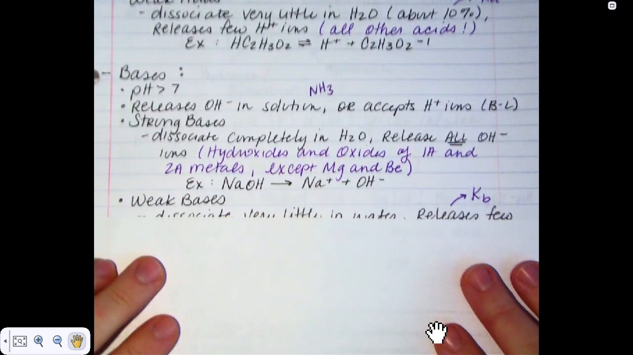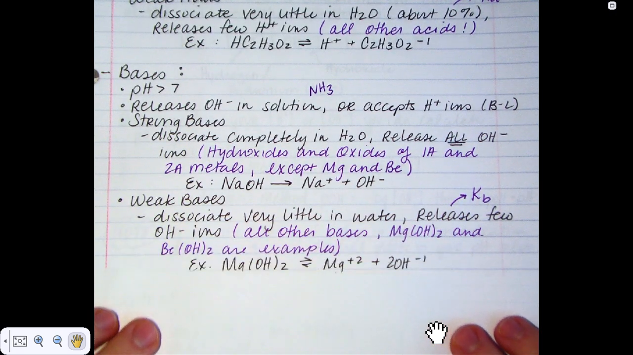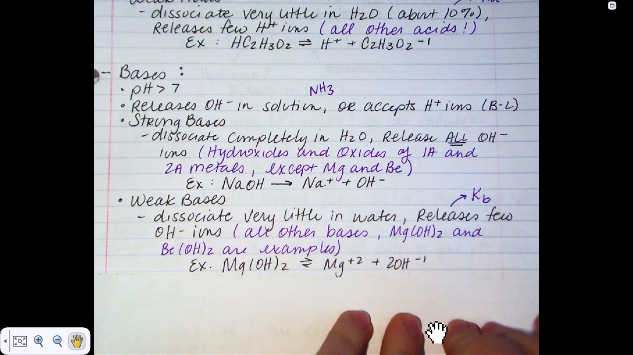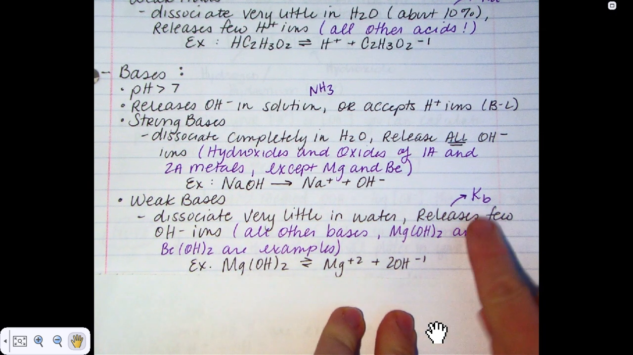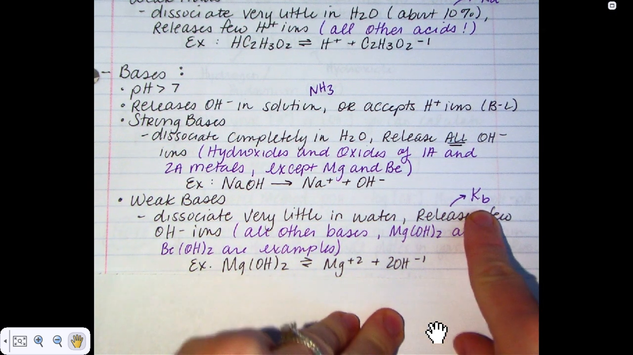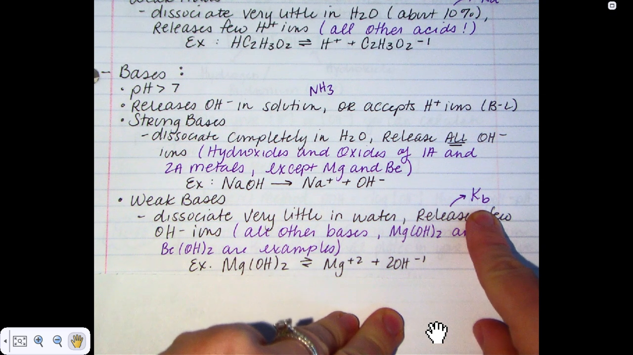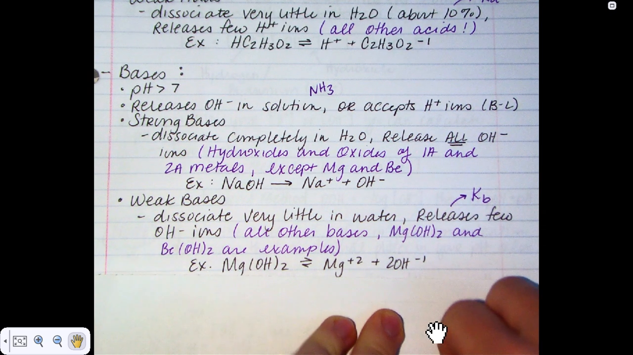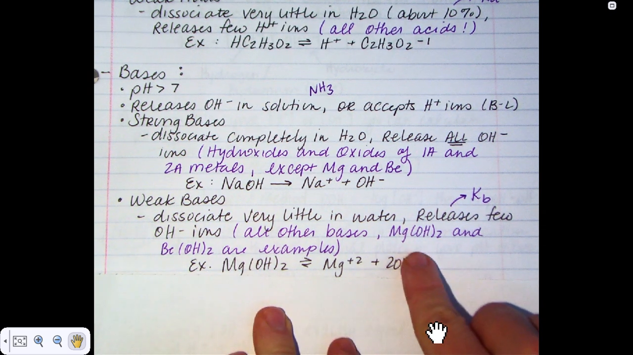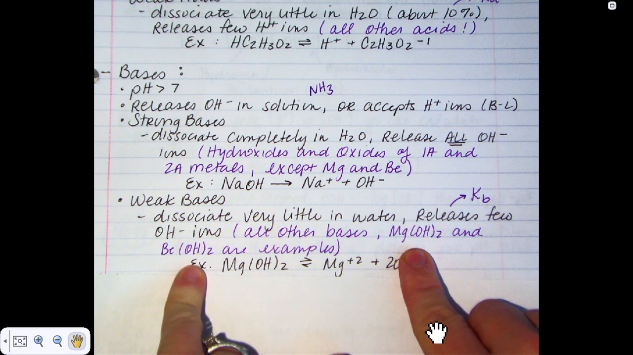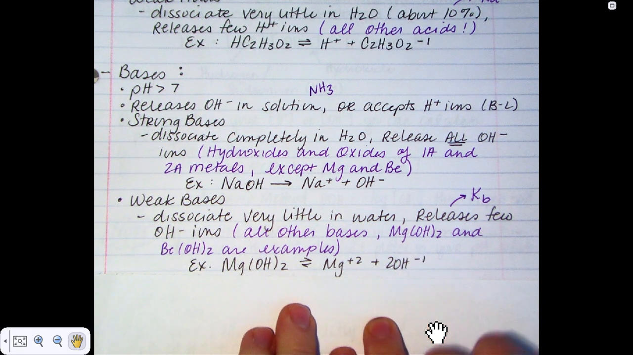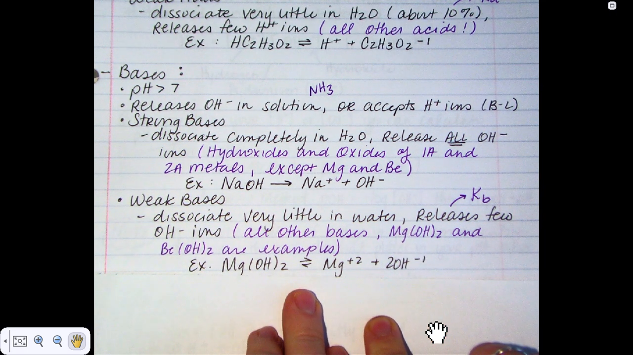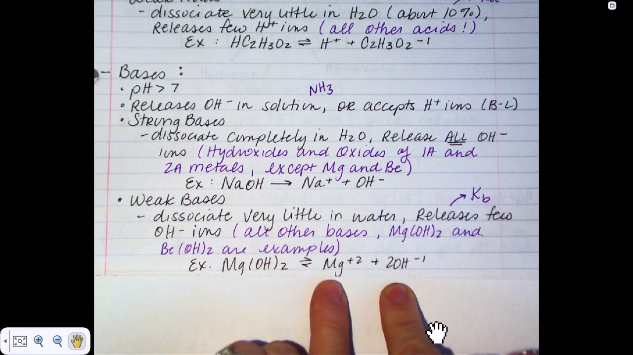Our weak bases dissociate very little in water, and they release very few OH- ions. And just like the weak acids were governed by a Ka, weak bases are governed by a Kb, the base dissociation constant, that tells us specifically how much would dissociate. All of your other bases, the magnesium hydroxide and the beryllium hydroxide, are examples of weak bases. And again, just like the weak acids, they exist in an equilibrium between the combined and the ion form.